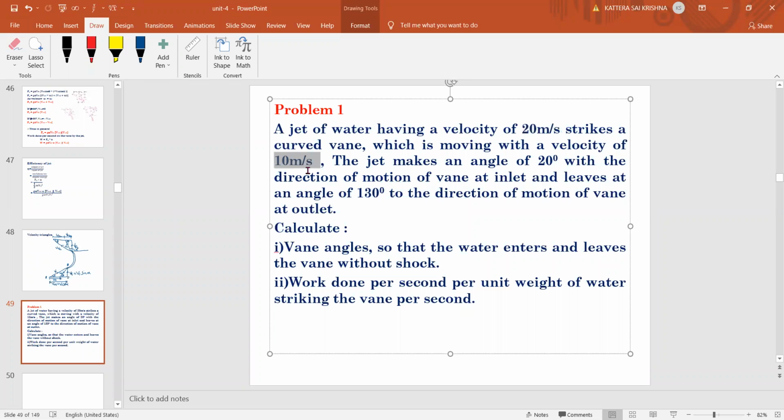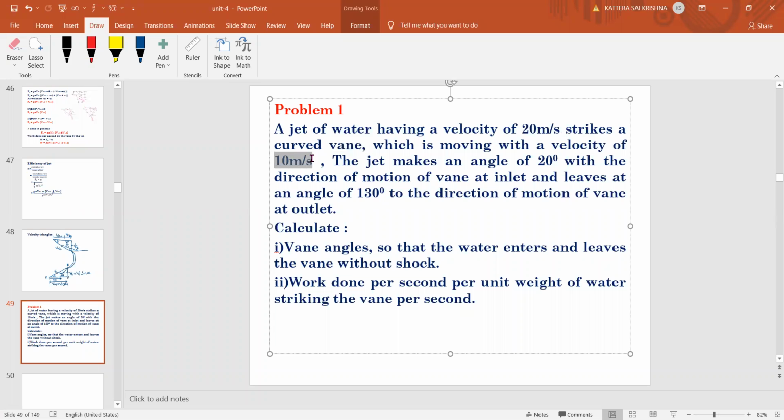V2. Wrong. It's not V2. Remember what is telling. If this velocity strikes a curved vane which is moving, what is moving? The curved vane is moving with a velocity of 10 meters per second. What is the velocity of the vane? That's the velocity of the blade, U. Yes, U value. So U value is given, that is U1 equal to U2 equal to U.